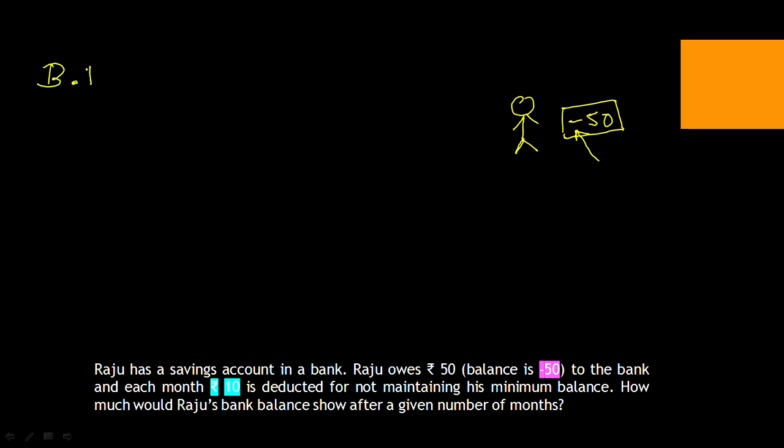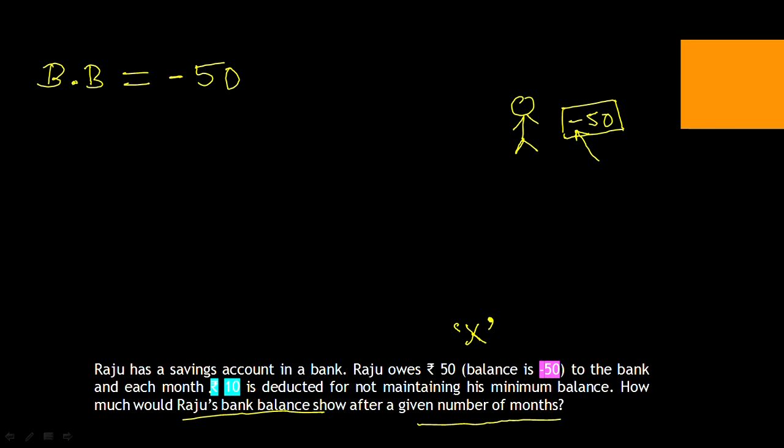His bank balance at any given point would be equal to, well, currently he owes to the bank a sum of 50 rupees, which means his bank balance is minus 50. But the question asks us to find how much would Raju's bank balance show after a given number of months. So the given number of months could be anything, which means it's a variable. So we use a letter to denote this variable, x as usual.